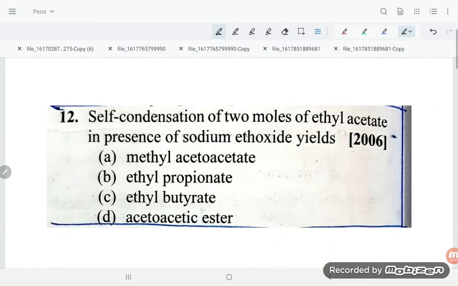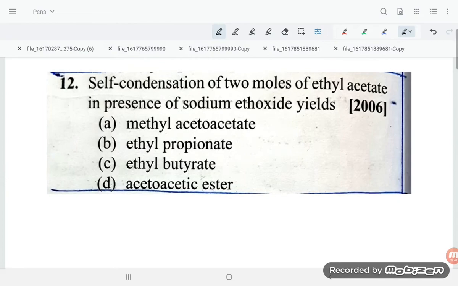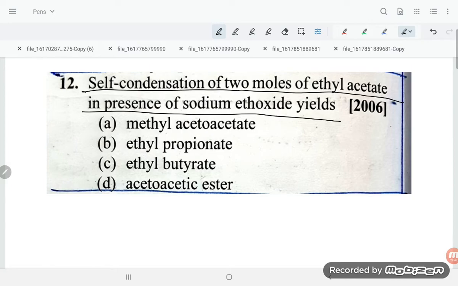Let us move to the next problem. What is the question? Self condensation of 2 moles of ethyl acetate in presence of sodium ethoxide yields. Self condensation of 2 moles of ethyl acetate in presence of sodium ethoxide yields.